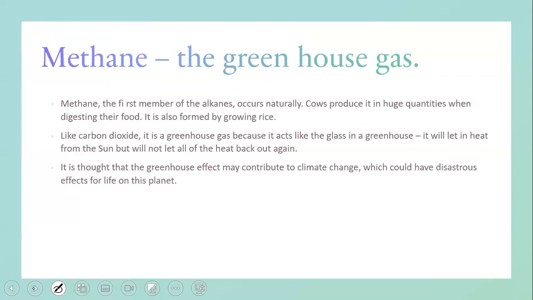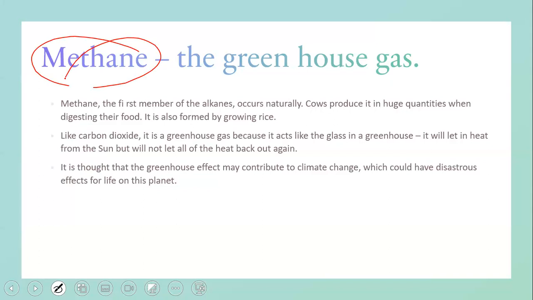Another environmental problem with alkanes is, of course, the combustion reaction in which we are producing carbon dioxide gas, that is a greenhouse gas, and then methane. Methane is a natural gas. It occurs naturally and it's mainly produced by cattle, cows. They produce it when they are breaking down their food. When they're digesting food, they produce huge quantities of methane. Rice, the plant rice, also produces a huge quantity of methane. So methane and carbon dioxide are both greenhouse gases.